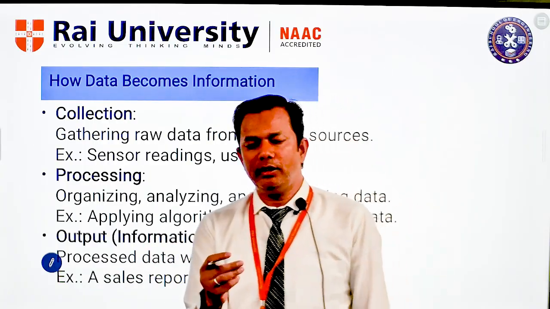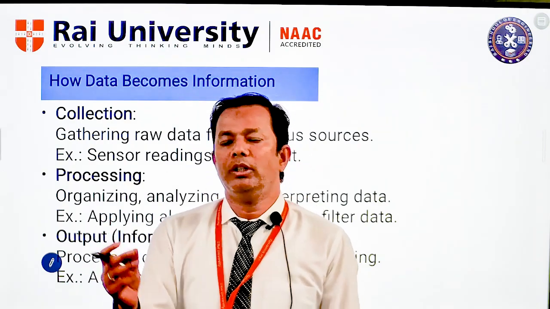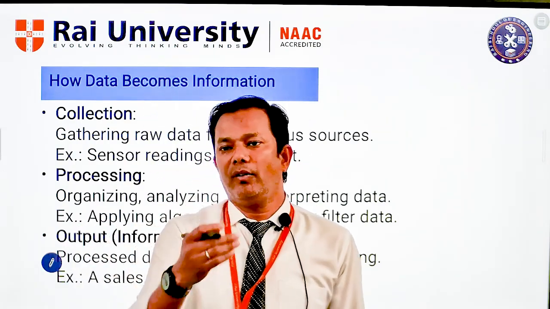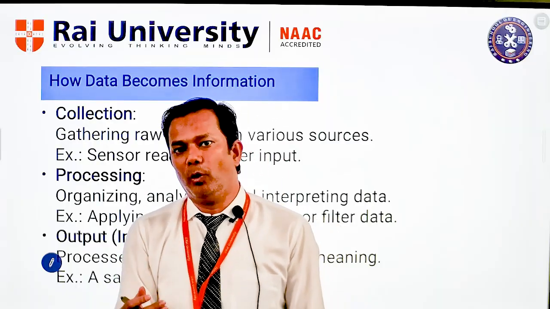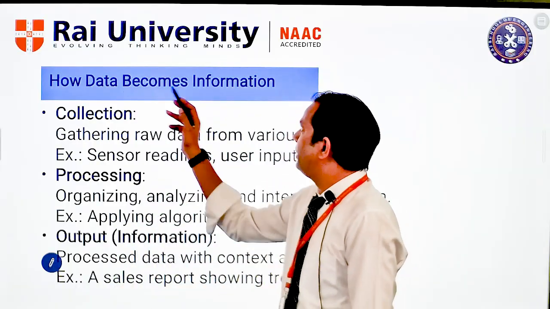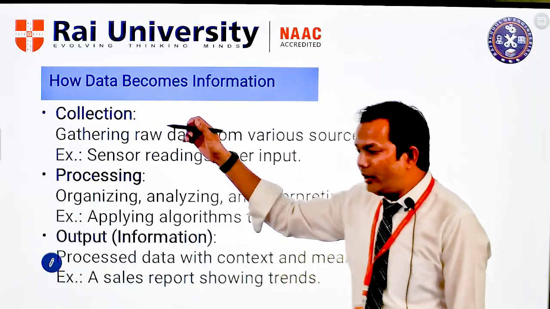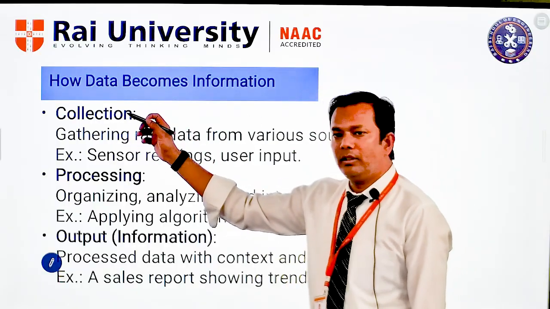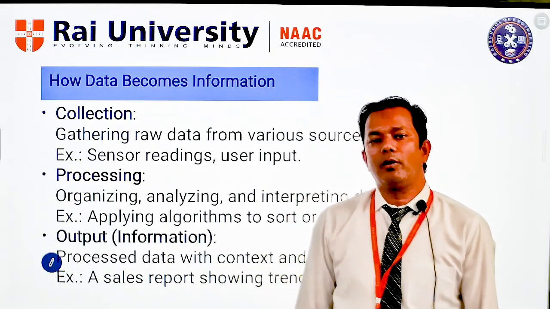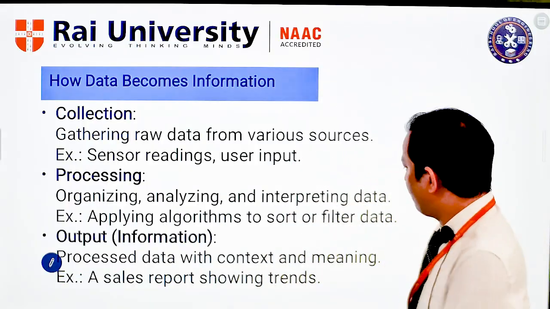Let's take one more example here. Suppose that I am entering 2 plus 2. So 2 plus 2, these are the data that I am giving you. And after the processing, the output will come 4. That 4 is the processed data. So how does the data become information? By following these three steps. First of all, collect. Then after, you have to process it, and after processing, you will get the output in the form of information.